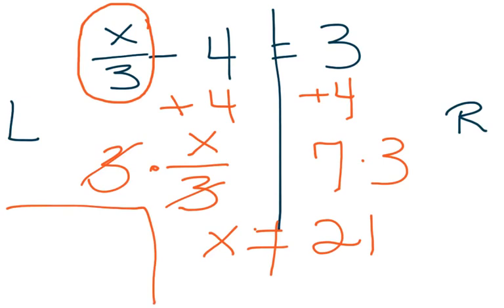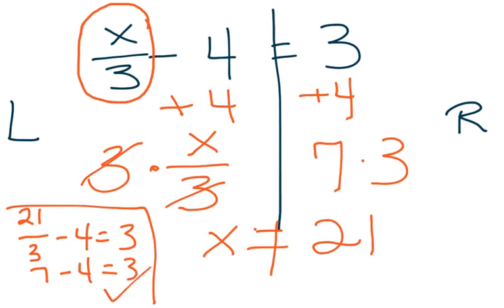Again, I can come over here and check my work. So in this blank where the x was, I'm now going to put the number 21. 21 divided by 3 is 7. 7 minus 4 does equal 3, so it checks out. So that is the correct answer.